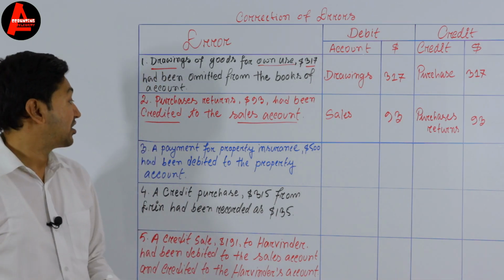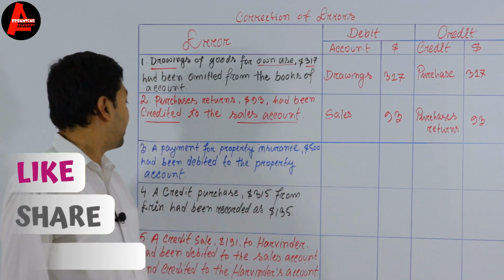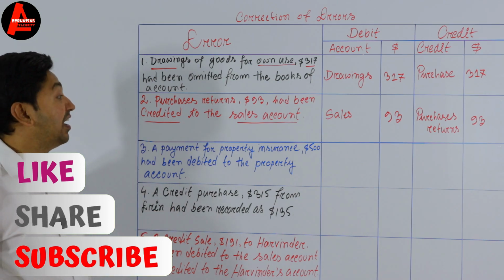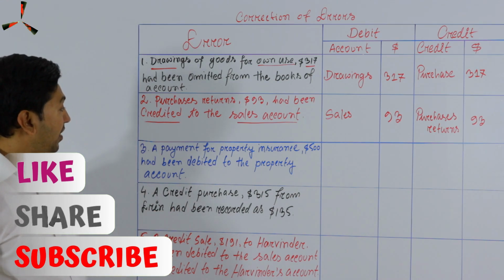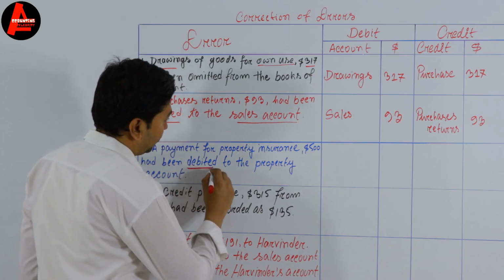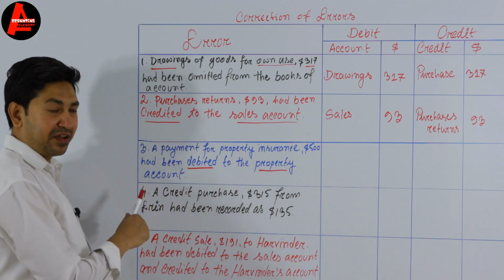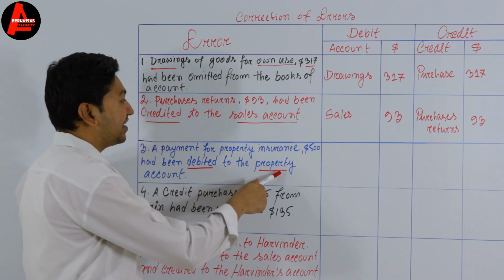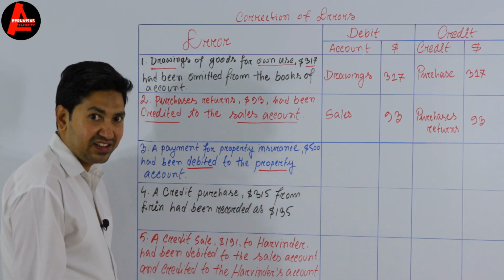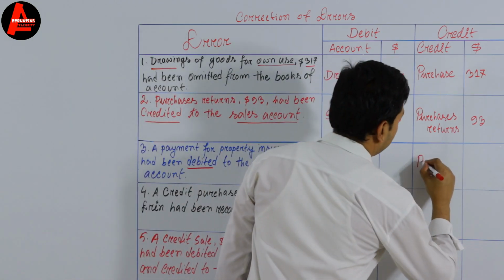Okay, so next one is number 3, a payment for property insurance $500 had been debited to the property account. Okay, insurance had been debited to the property account. So we have the hint here, debited to the property account. So it is a mistake. Property account should not be debited, but mistakenly it is debited. Now to rectify, it will be credited. Simple, right? So let us write here on the credit side, property.